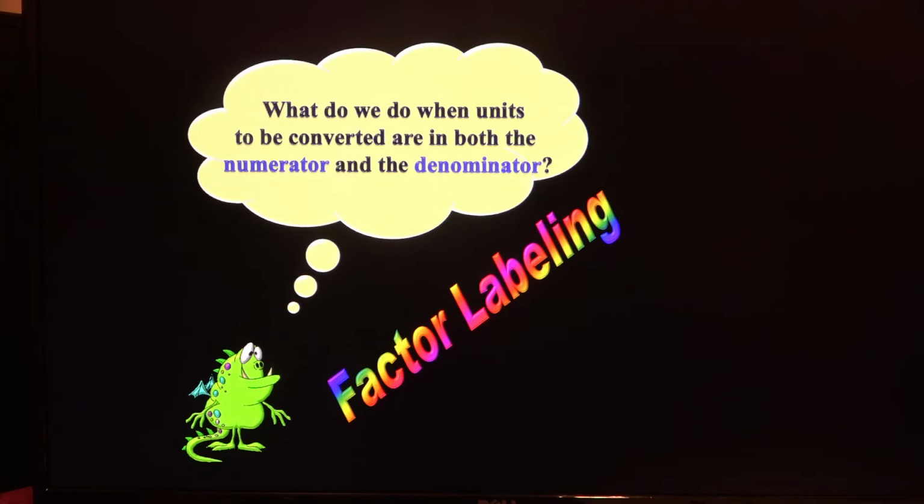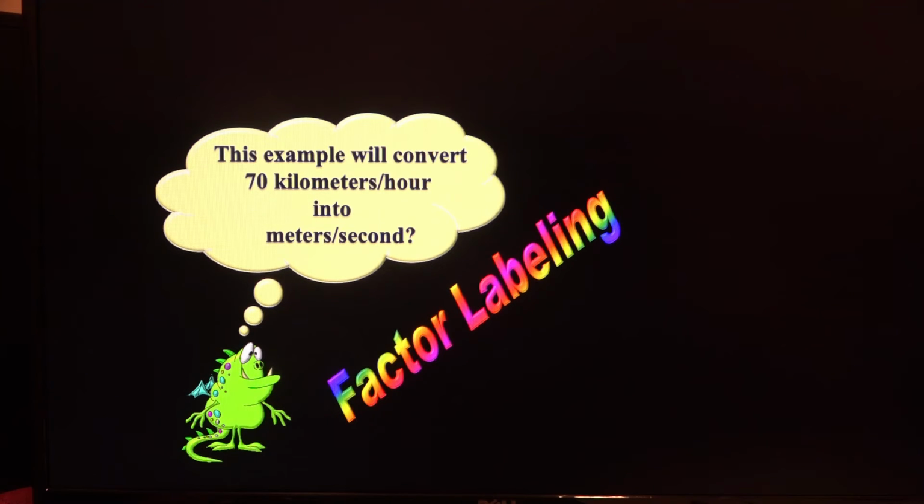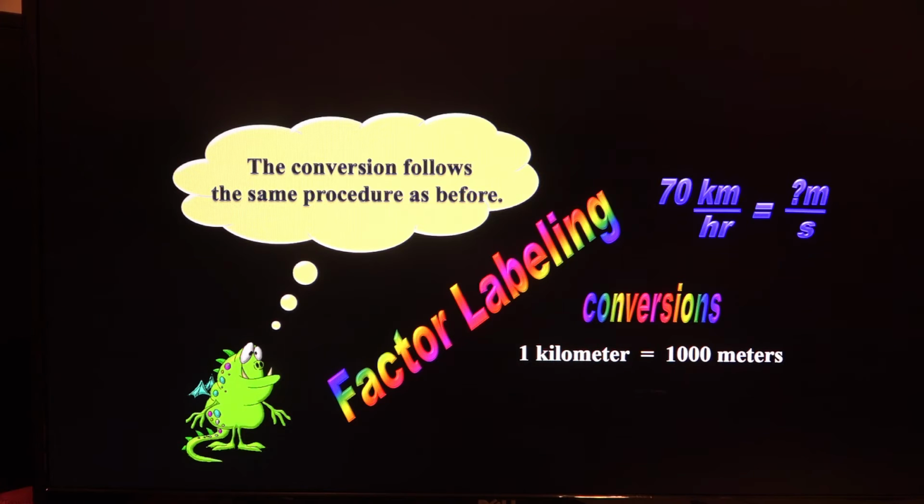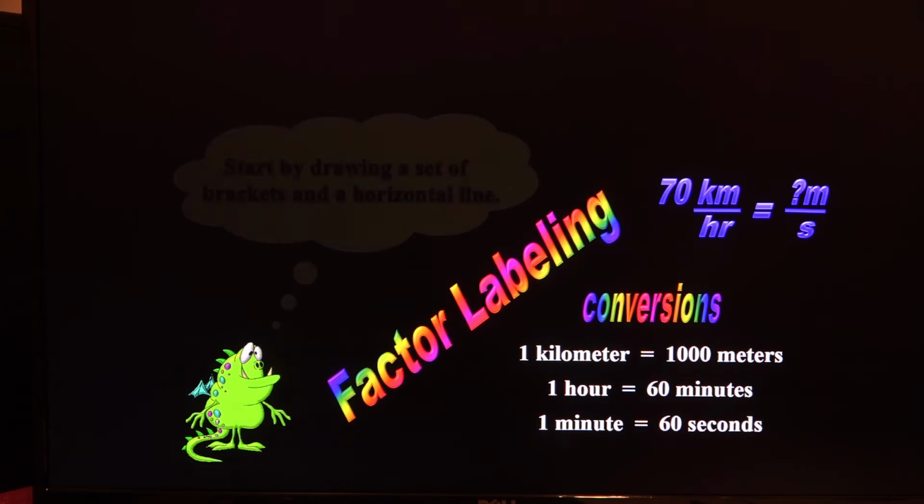What do we do when units to be converted are in both the numerator and the denominator? This example will convert 70 kilometers per hour into meters per second. The conversion follows the same procedure as before. So what conversions do we need? 1 kilometer is 1,000 meters, 1 hour is 60 minutes, and 1 minute is 60 seconds.